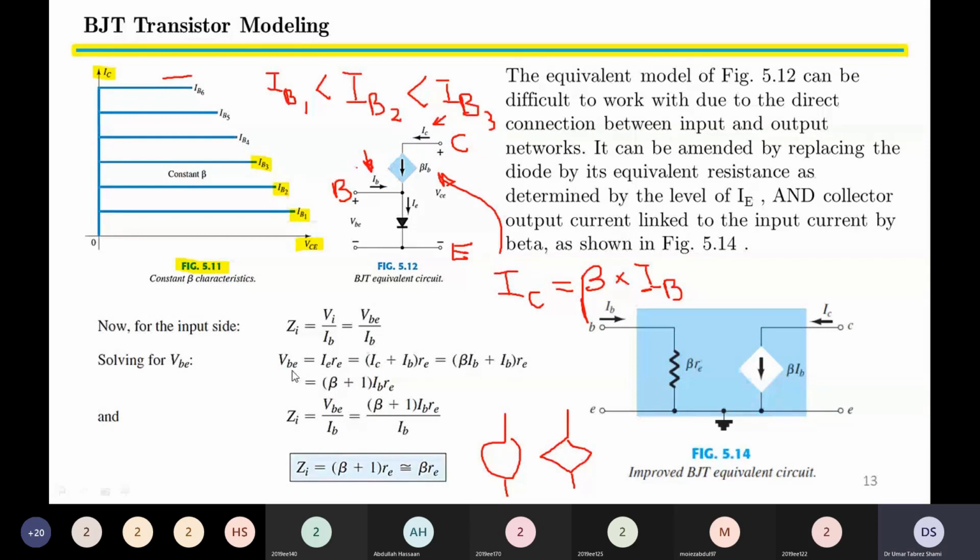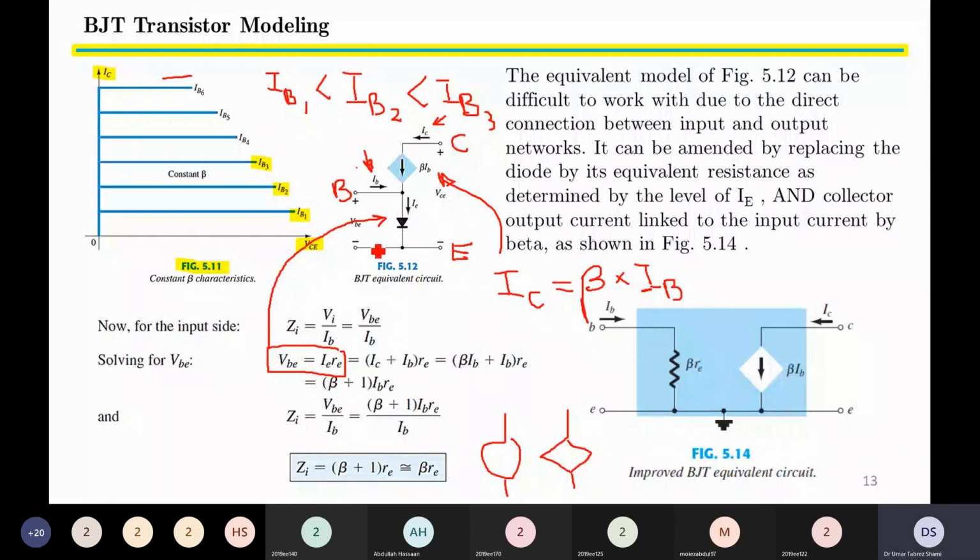Now, solving for VBE, we get VBE is equal to IE RE. Where does this equation come from? Where does this equation that VBE is equal to IE RE come from? Let us go into the circuit and see.